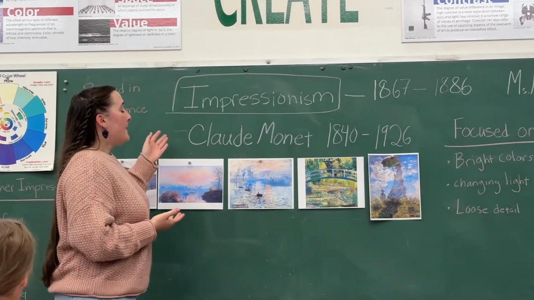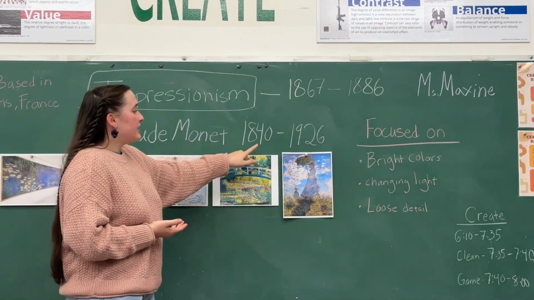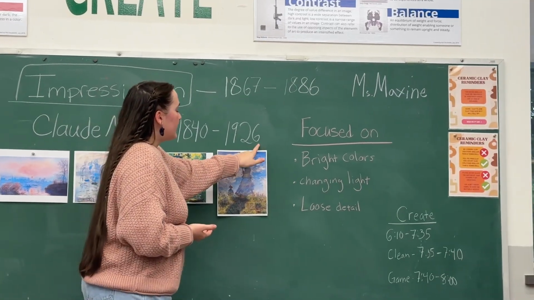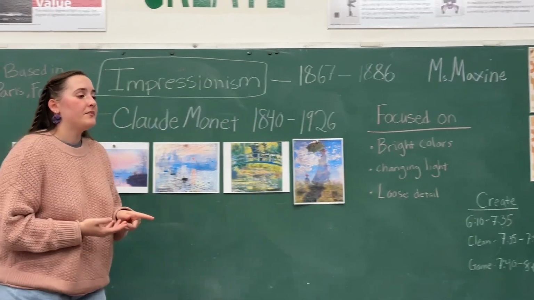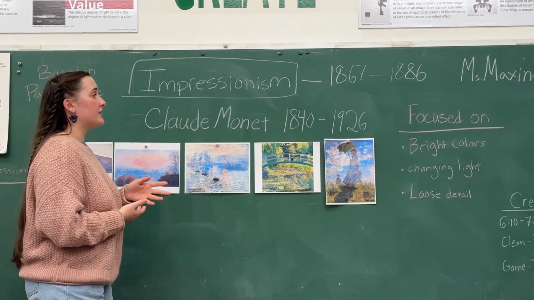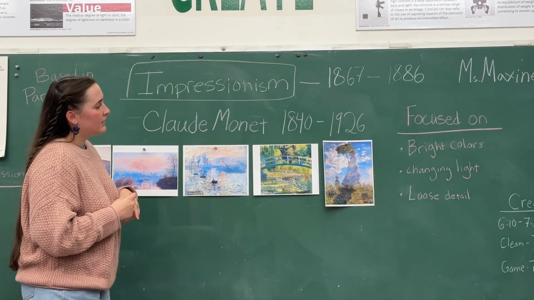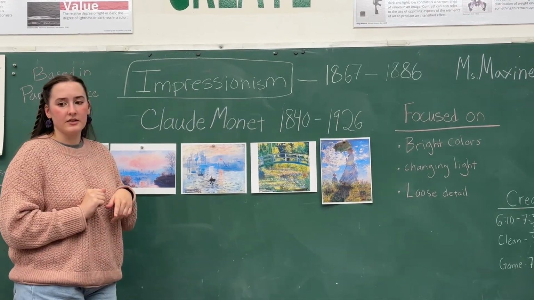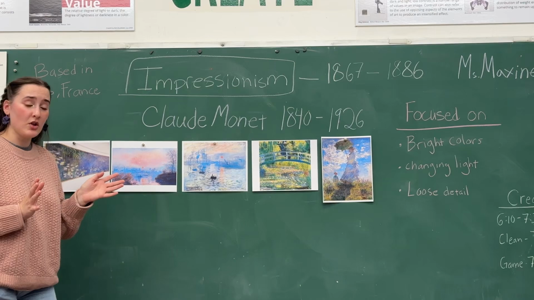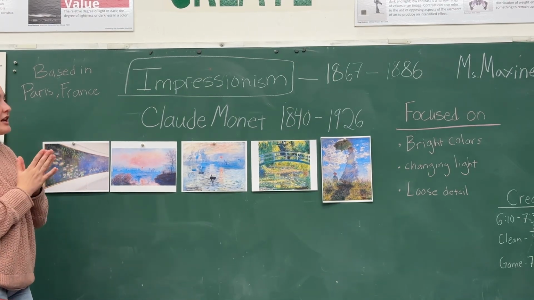So Monet was born in 1840 and he died in 1926. That's a long life. Yeah, he had a pretty long life, especially during the 1800s, wait, 1900s. How old was he when he died? Yeah, 86, I believe. So he lived pretty long. He also lived very comfortably.